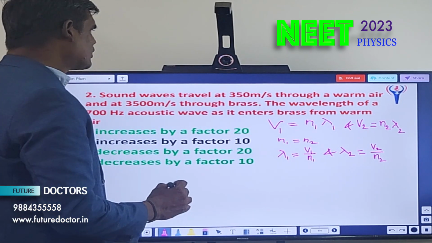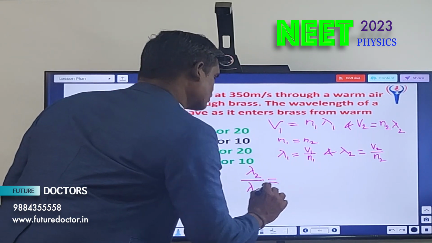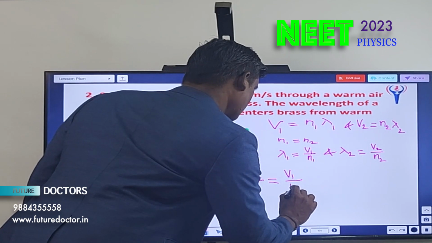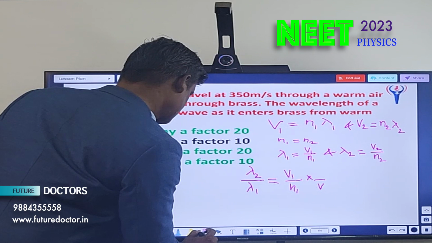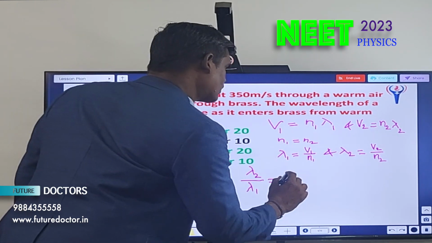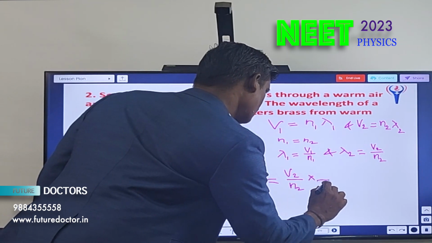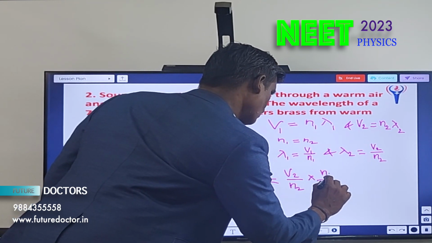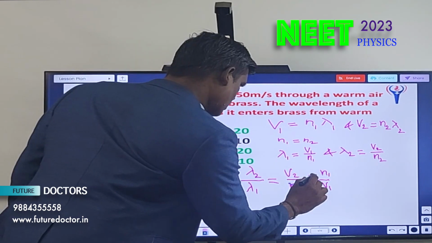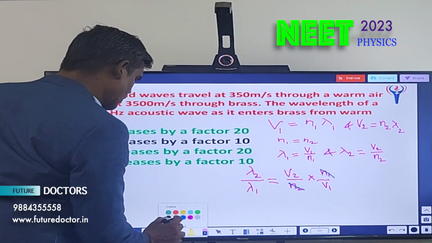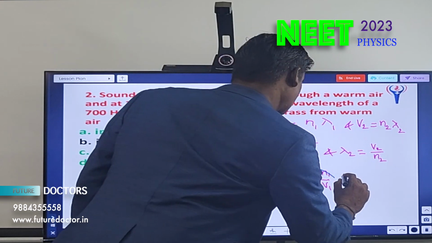Then lambda 2 by lambda 1 equal to V2 by n2 into n1 by V1. And we said n1 equal to n2, so n1, n2 get cancelled, and substitute the values of V1 and V2. What is the value of V1? V1 is 350 and V2 is 3500.